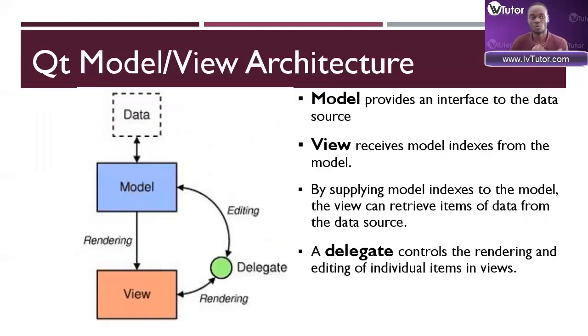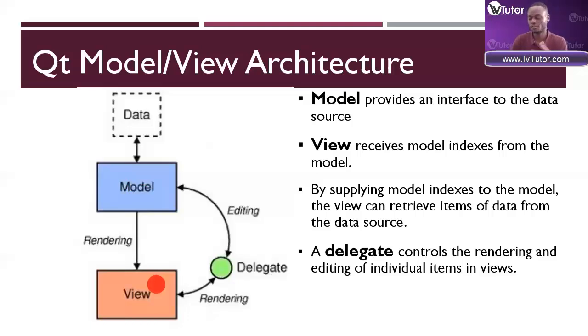That is what your view does. And then your delegate sits between your model and your view, and it's used for rendering items on the view. In other words, your delegate can be used to control how these items are displayed on the view. An example is, instead of displaying a number, you want to display a star rating.